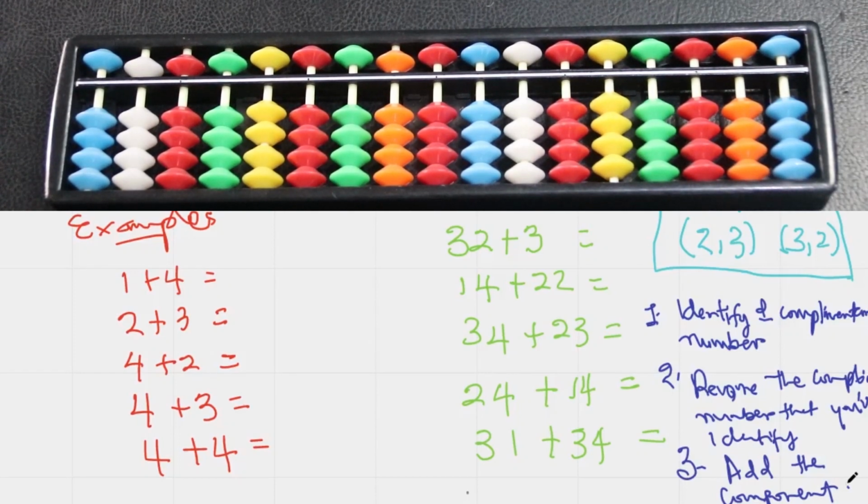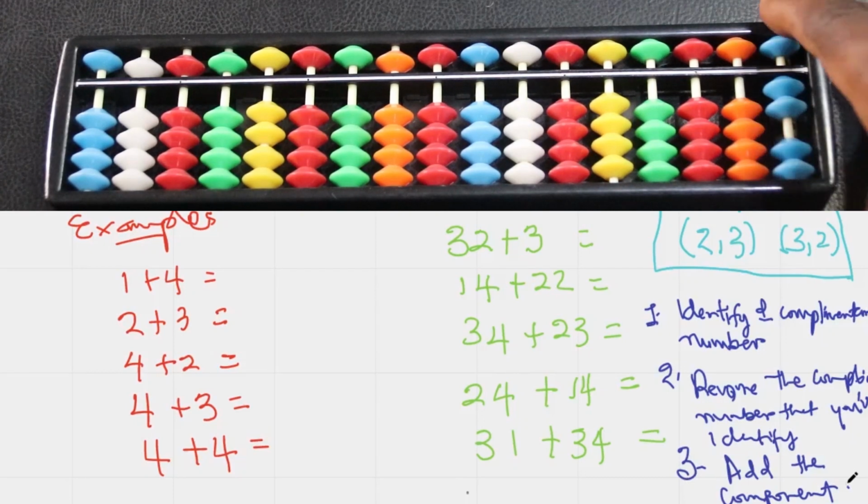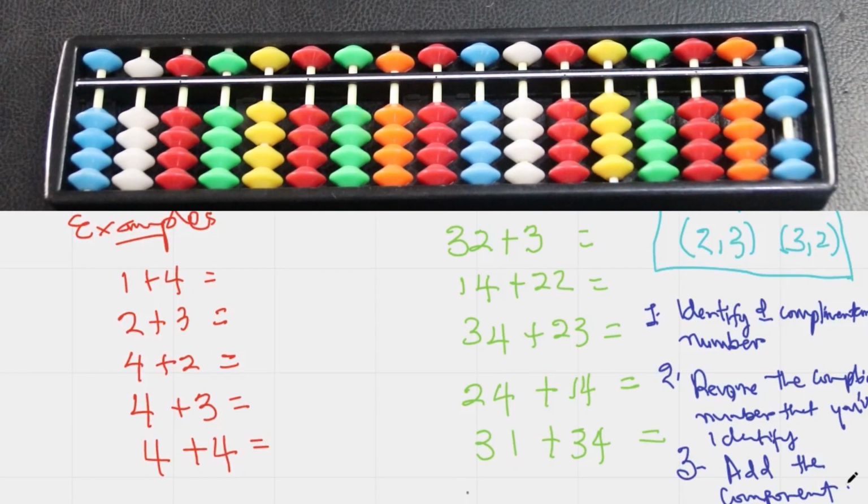Okay, so like I said, the next thing we want to do is add 4 plus 3. How quickly can we do that? 4 plus 3. Add 4. Identify the component of 3, which is 2. Remove it, 2. Add 5 component, 5. 4 plus 3 is 7.